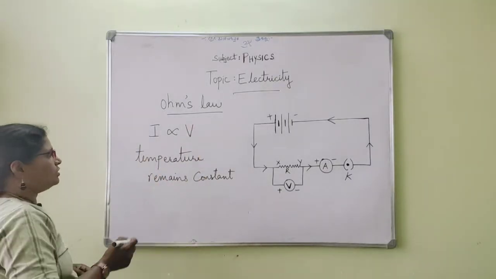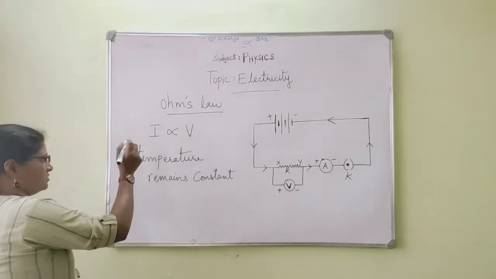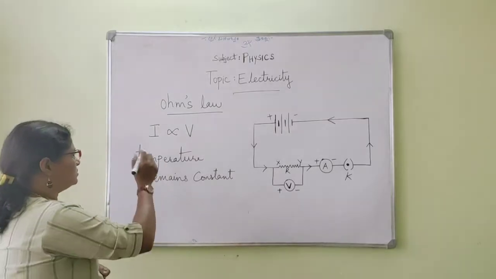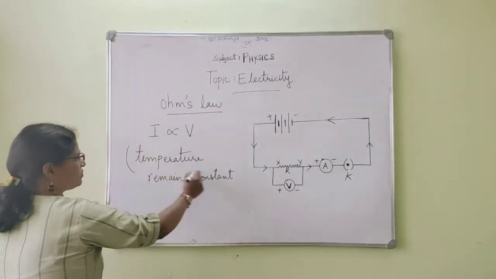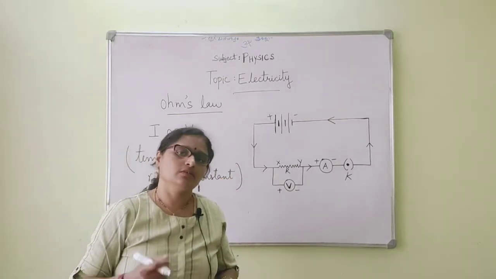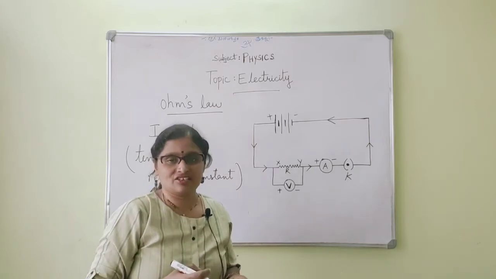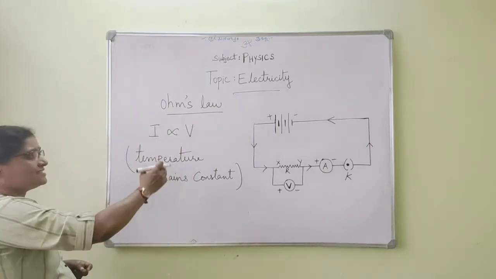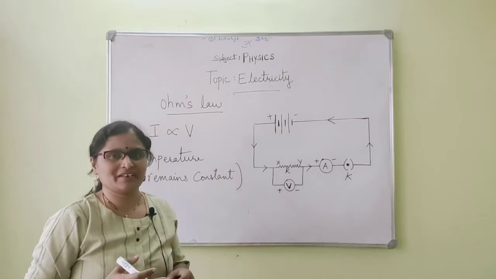According to Ohm's law, the current is directly proportional to the potential difference under a particular condition. The condition says that physical conditions like temperature remain constant. So this is very important to remember. Now let us demonstrate Ohm's law with the help of a simple experiment.